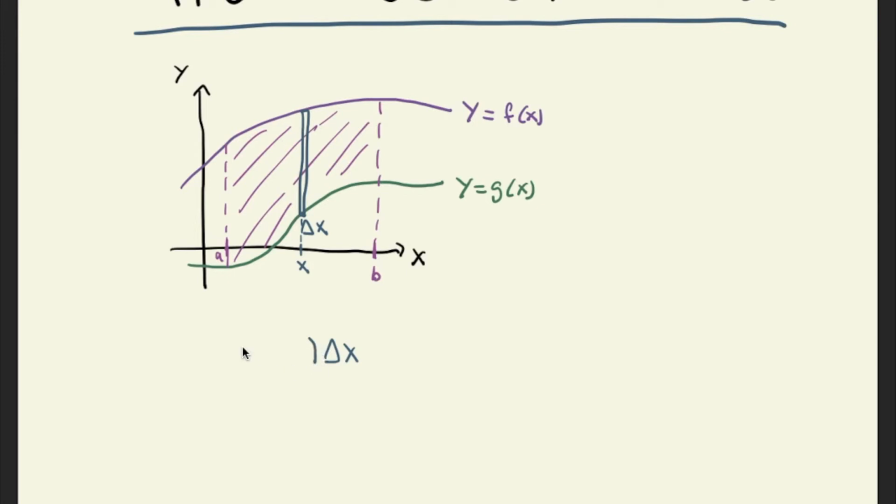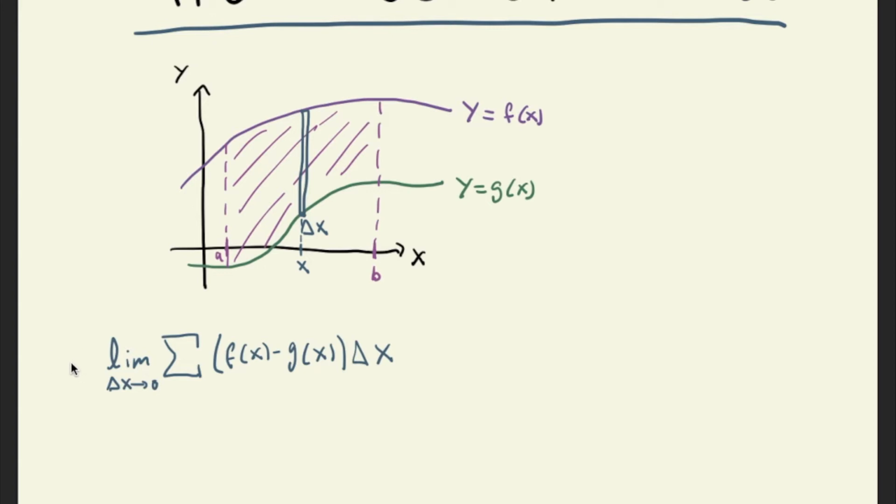I'm going to write the height first. So f of x minus g of x. Oh, that looked ugly. F of x minus g of x is the height of the rectangle. You multiply by the length of the base. This is the area of this tiny rectangle. You sum all of them, right, from A to B, and then you take a limit as this delta x approaches 0, right?